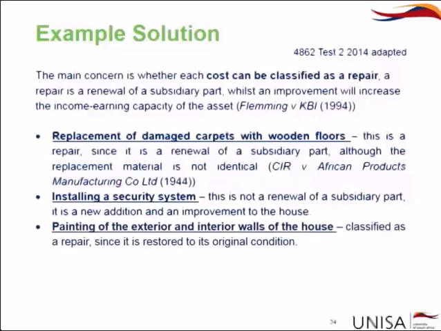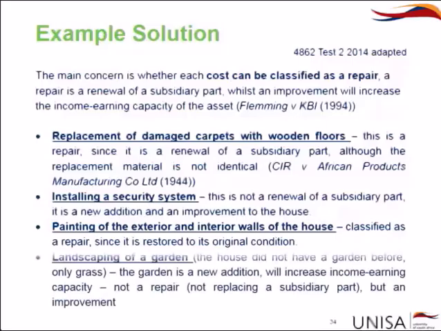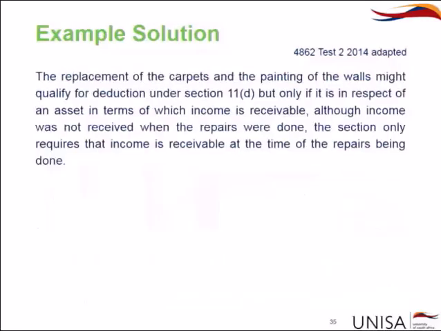Painting of the exterior wall of the house. This would be classified as a repair because we're restoring it to its original condition. Landscaping of the garden, similar to the installation of the security system. The garden is new. We will increase the income earning capacity. It is not a repair because we are not replacing a subsidiary part, but we are doing an improvement. Therefore, again, section 11D will not be allowable on this amount.